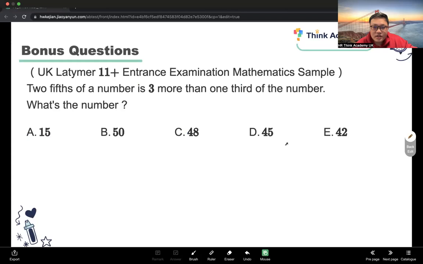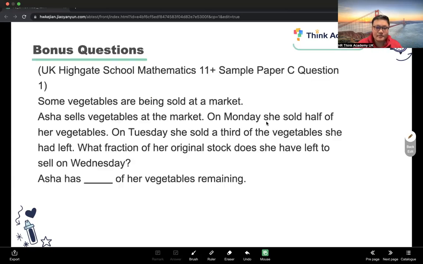All right, next one. For this question, 2/5 of the number is 3 more than 1/3 of the number. What is the number? Guys, still 1 minute. Solve this one, tell me your answer. You can just type the option that you got. Is that D? How do you solve this one? Yes, that's right. It's D.